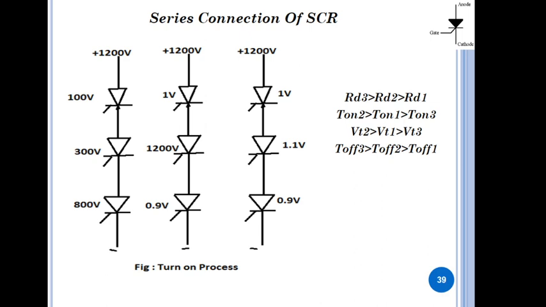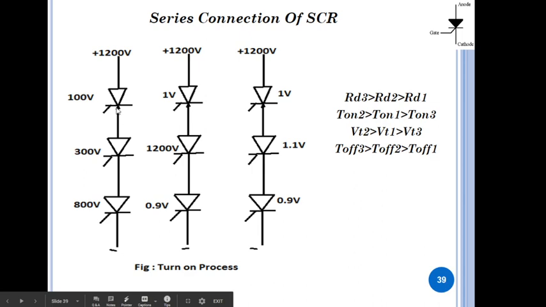Second assumption: the turn-on time of the second thyristor is greater than that of the first one and thyristor number 3, that is, T on of 2 is greater than T on of 1, which is greater than T on of 3. The third one is Vt2 is greater than Vt1, which is greater than Vt3. The last assumption is that the turn-on time of the third thyristor is greater than the turn-on time of the second and of the first. By considering these assumptions, we now discuss the turn-on process of series connection of SCR.